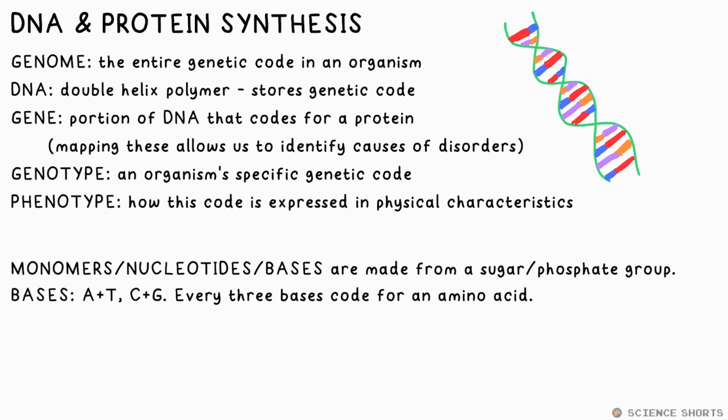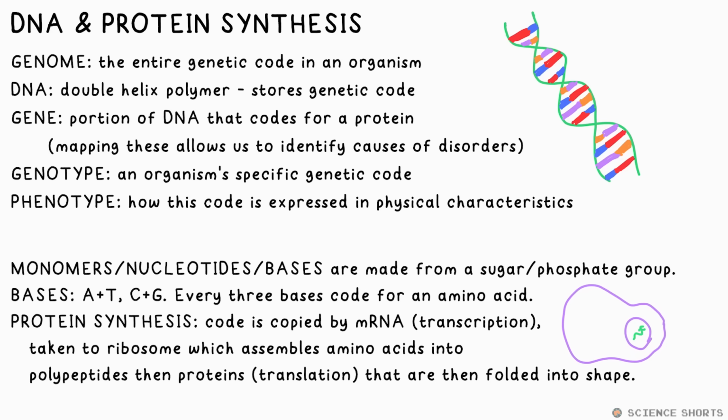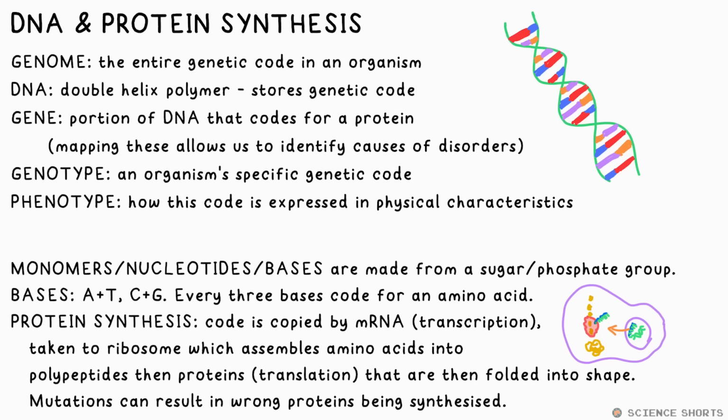The sequence is copied by mRNA. This copy is then taken out of the nucleus to a ribosome in the cell, where amino acids are connected in the order needed, which makes a protein, the shape of which affects its function. They also need to be folded into the right shape as well. Harmful mutations can change a gene so much that it results in a protein being synthesized that doesn't do the job it's supposed to.